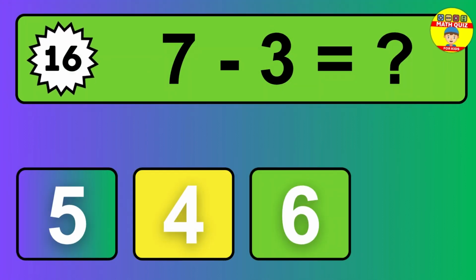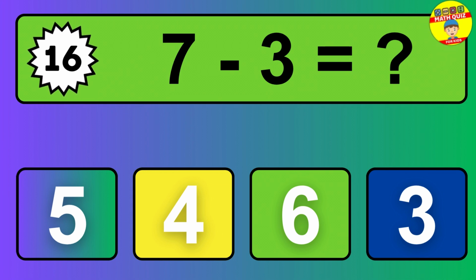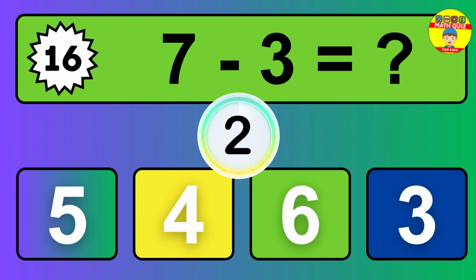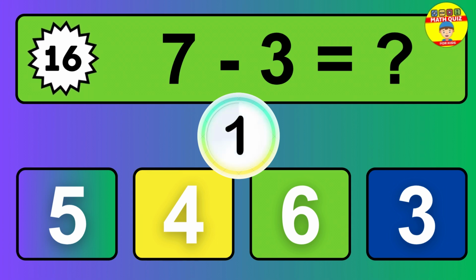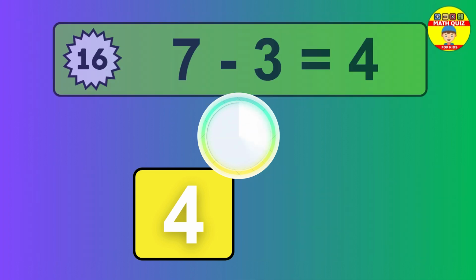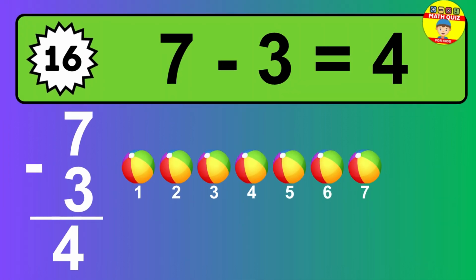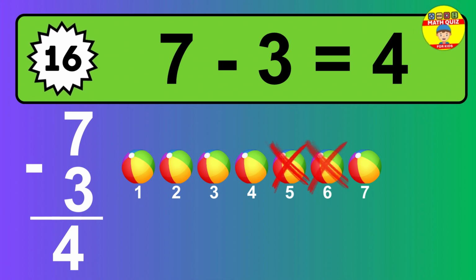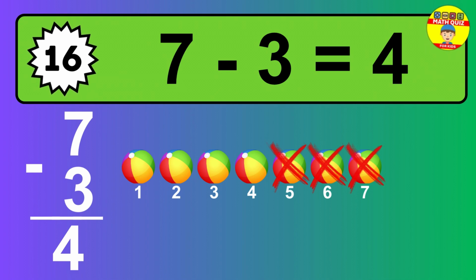Question 16. 7 minus 3 equals what? So, the answer is 7 minus 3 is 4. Let's count it. 1, 2, 3, 4.